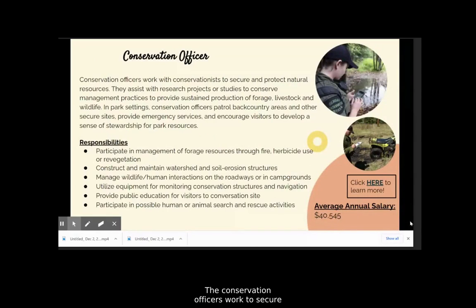The conservation officers work to secure and protect natural resources. They assist with research projects or studies to conserve management practices to provide sustained production of forage, livestock, and wildlife. In park settings, conservation officers patrol backcountry areas and other secure sites, providing emergency services, and encouraging visitors to develop a sense of stewardship for park resources.